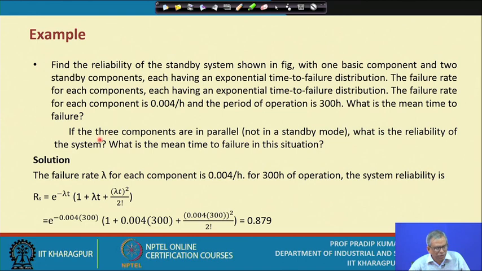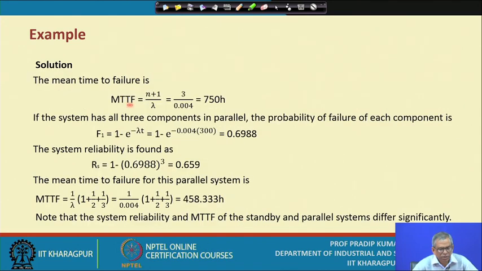What is the mean time to failure? Now alternatively, if you go for 3 components in parallel, what is the reliability of the system? And what is the mean time to failure? So here we just apply the formula. With these values, you get the system reliability as e to the power minus lambda t into 1 plus lambda t plus (lambda t) square by factorial 2. So this is 0.879. Next is the mean time to failure, n plus 1 by lambda, that is 750 hours.